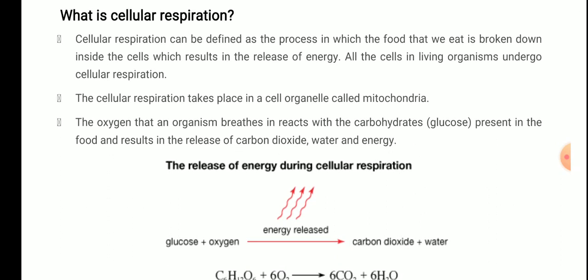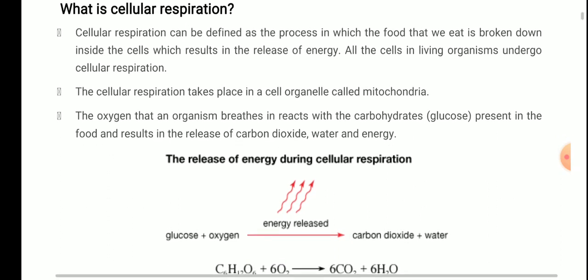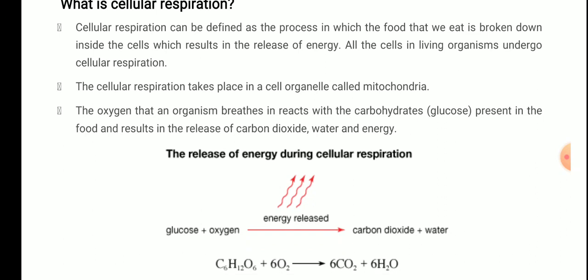Now this one, for example, the release of energy during cellular respiration. You can see glucose plus oxygen, and energy is released when carbon dioxide plus water is formed. Sometimes it may be written on the arrow, or sometimes after water. So the equation may be glucose plus oxygen gives carbon dioxide plus water plus energy. Because energy is being released, it can be on the product side. Products are carbon dioxide, water, and energy.